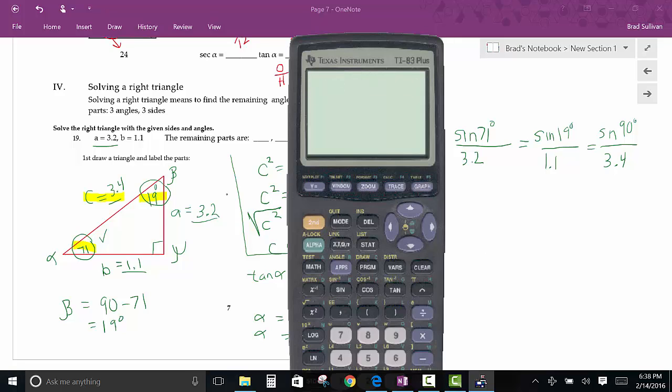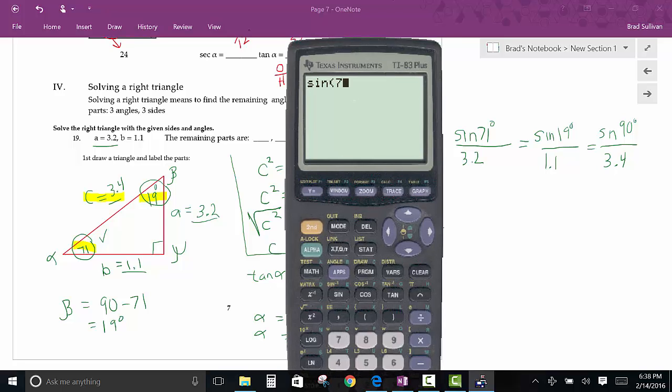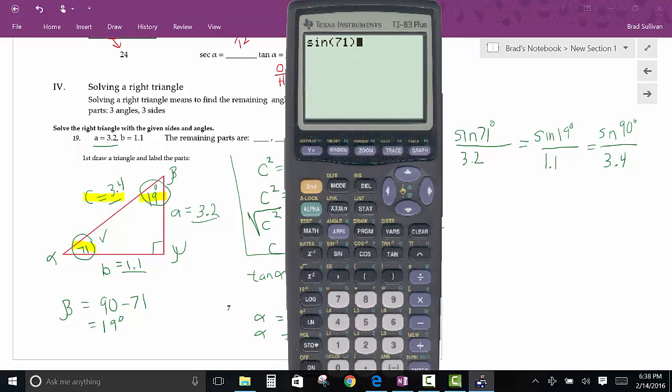Okay, so if I go sine 71, let me move this up just a little bit, sine 71, then if I divide that by 3.2, I'll get that value. Now I'm going to go to the next thing, which is sine of 19 degrees, divide that by 1.1, and you get this, which is pretty close to the same answer. Then if I do the sine of 90 and divide that by the opposite side, you got to close that parenthesis, so you got to be careful about that. So I'm going to do sine of 90 divided by 3.4. If I do that, I've got almost the same thing.